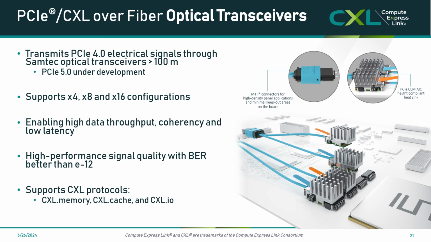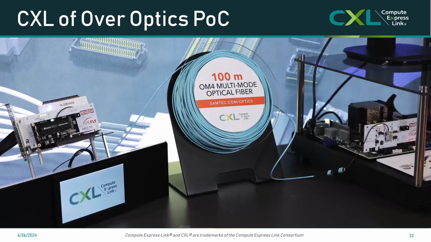Looking at the SI performance, we've seen bit error rates of better than E to the minus 12. So that's better than what's defined by PCI SIG. But more importantly for the audience on our call today, we've also been able to support CXL memory, CXL cache, and CXL IO functionality over these PCI Express focused transceivers. So not only do we have the physical layer interconnect, but we can put the CXL protocol on top of that to show CXL over optic use cases.